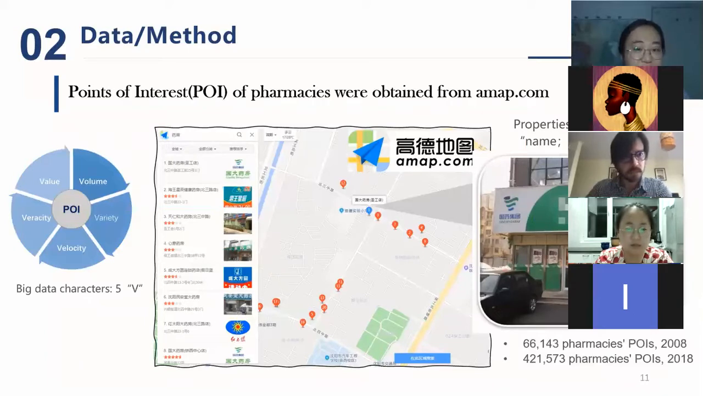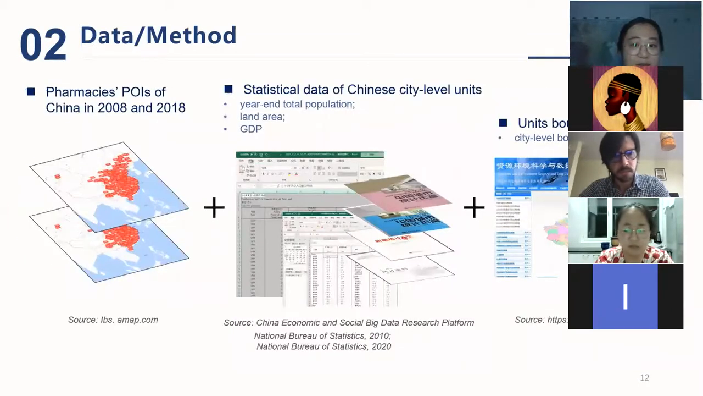For the data, we obtain the points of interest of premises from the Gaode map platform. The properties information of each POI include name, type, and location. Finally, we obtained more than 60,000 premises POIs in 2008 and more than 400,000 premises POIs in 2018. Except for the premises POIs, the auxiliary data such as population, land area, and GDP were obtained from the China Economic and Social Big Data Research Platform, or China Urban Statistical Yearbooks. The city-level boundary data was downloaded from the internet too.